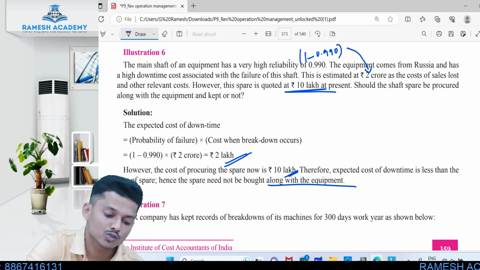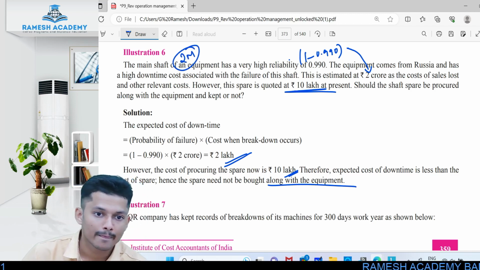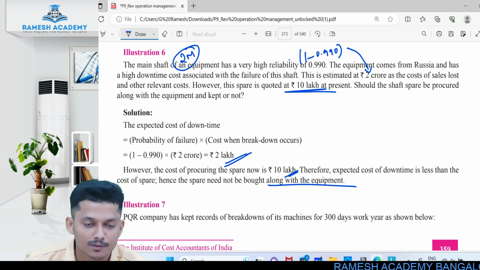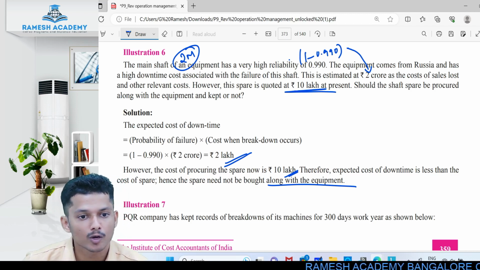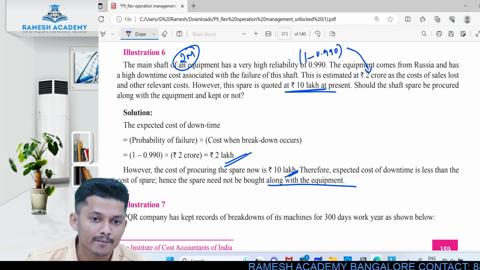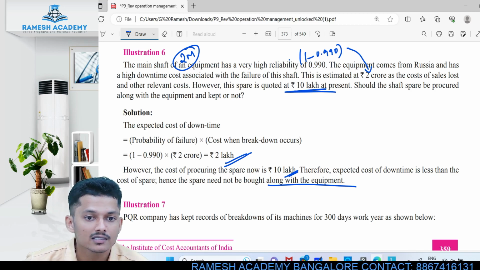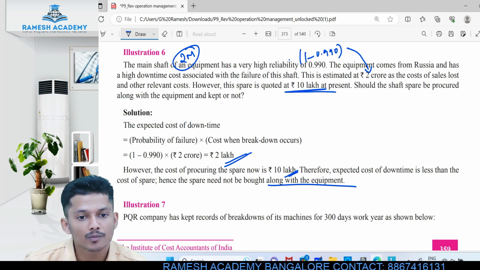Clear? This is a 2-mark question. Like MCQs, they may ask this. So easy question, the underlying concept is so simple. You have to find the probability of failure, multiply it by the estimated cost, and you will get the expected downtime cost, whereas the spare they give for 10 lakhs. Whichever is less, you have to choose that. So you need not bring the spare here.